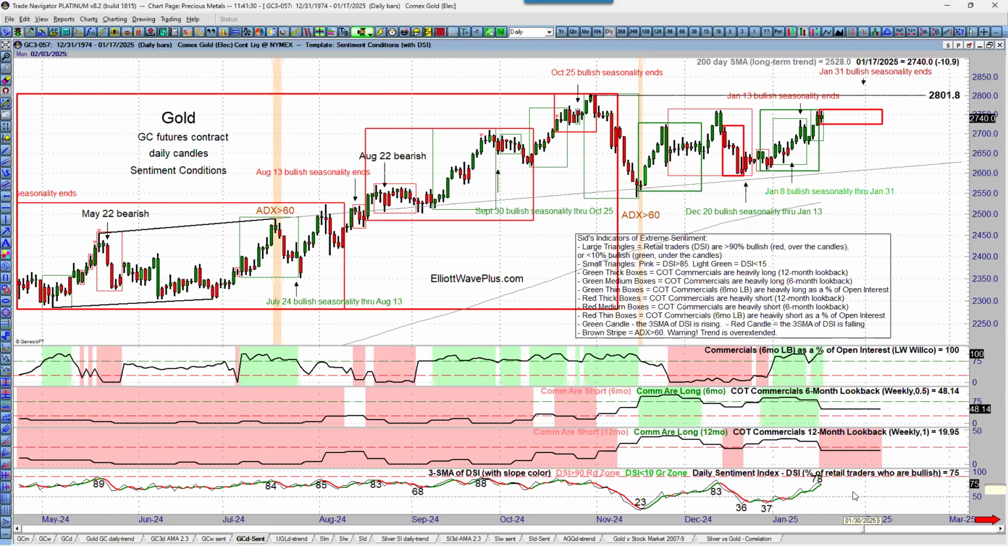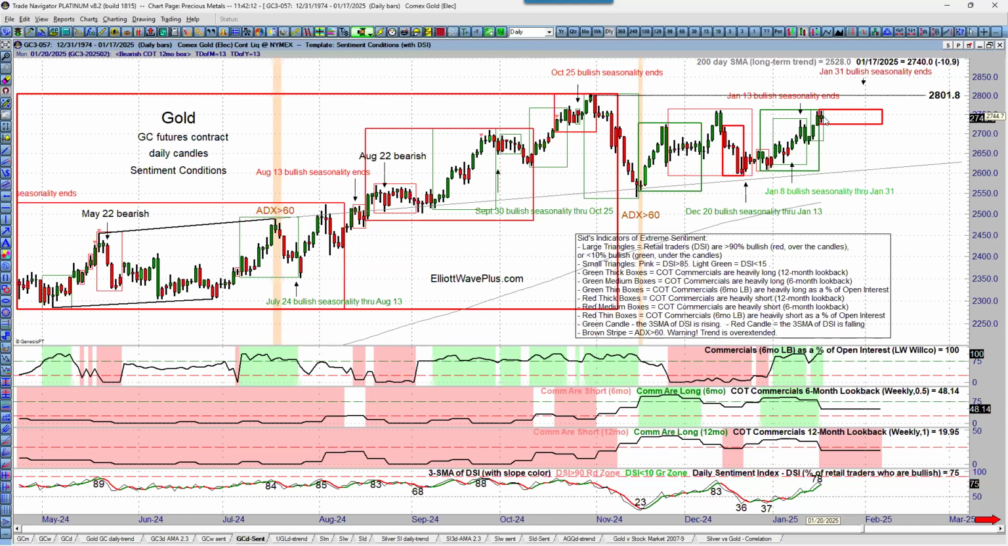Now, it's not a perfectly clean chart of bearish. It's not perfect storm bearishness on the daily chart, but the 12-month look back is heavily short, 6 month look back neutral. Commercials have a percent of open interest bullish, but they've been bullish since here. Now we're getting this bounce. Retail recently as high as 78% bullishness. The only thing really bullish now is we're in a period of bullish seasonality from Jan 8 through Jan 31, so on through the end of the month.